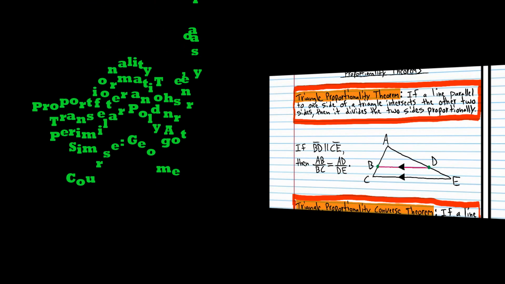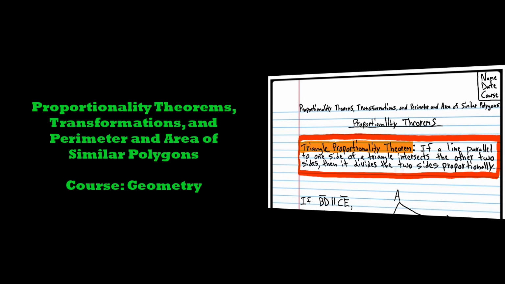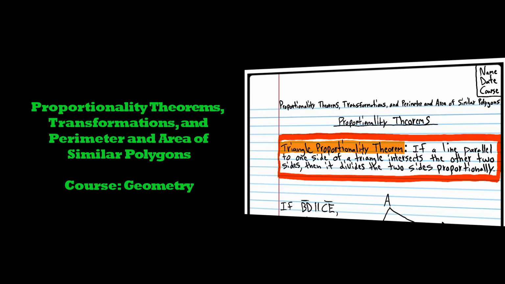This is my geometry course. Today we're going to learn about proportionality theorems, transformations, and relationships between perimeters and areas of similar polygons. If you haven't done the homework completely and correctly from the last class, do that homework before watching this video.